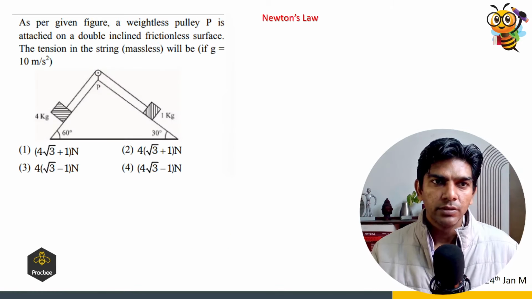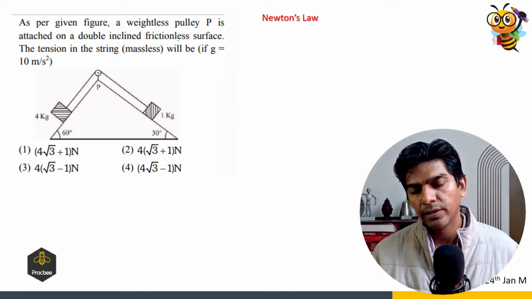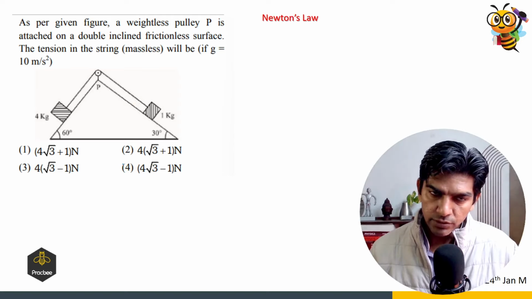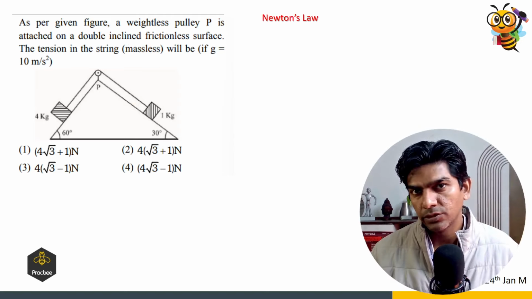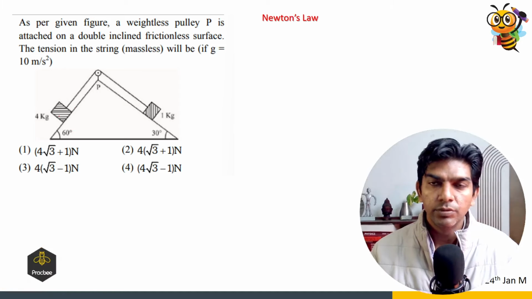Okay, let us see this question. As per the given figure, a weightless pulley P is attached on a double inclined frictionless surface. The tension in the string. Right, so in these questions, first we have to check whether there will be an acceleration or not. So how to check that? Let us see the net pulling force.